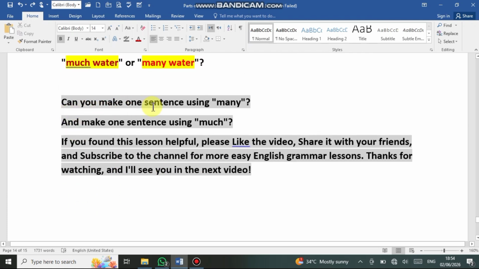Can you make one sentence using many and one sentence using much?